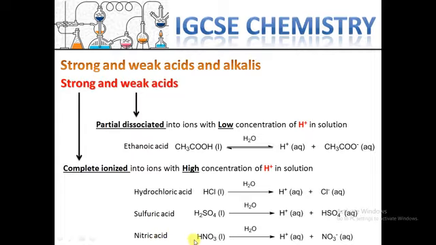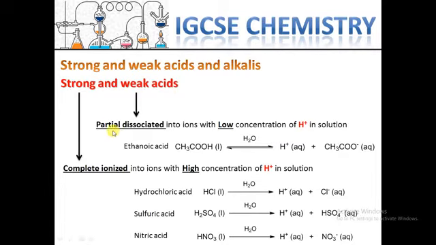Another one is nitric acid. If you put this acid in water, it can produce a high concentration of hydrogen cations in a solution. If you have a high concentration of the hydrogen in solution, that means your acid is strong. On the other hand, you have weak acids.